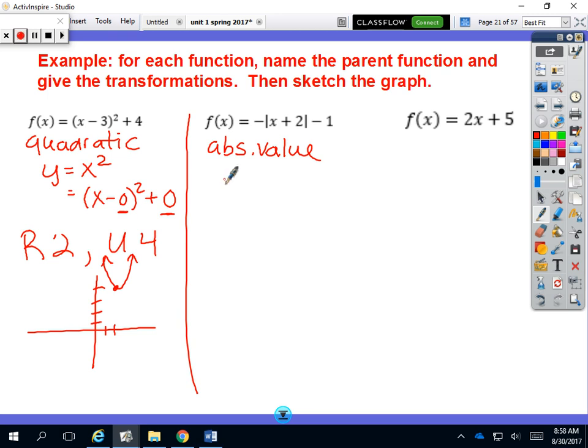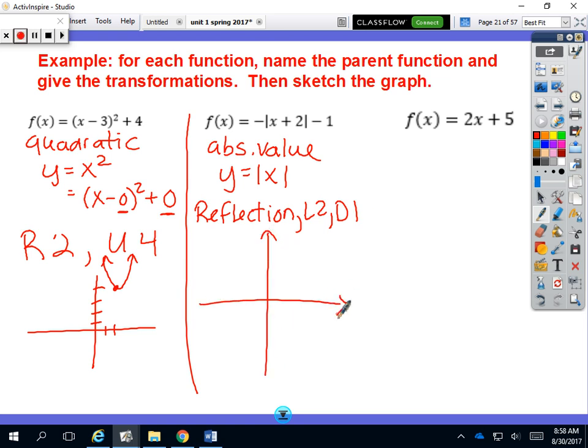Remember, the absolute value is y equals absolute value of x. So that means if there are no translations, my h and my k are both 0. But there are some translations, and it looks like I have a reflection, and then I moved to the left 2 and down 1.